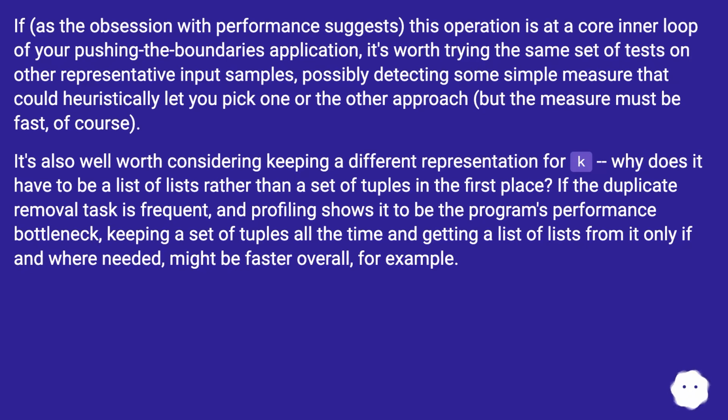If, as the obsession with performance suggests, this operation is at a core inner loop of your boundary-pushing application, it's worth trying the same set of tests on other representative input samples, possibly detecting some simple measure that could heuristically let you pick one or the other approach, but the measure must be fast, of course. It's also well worth considering keeping a different representation for K. Why does it have to be a list of lists rather than a set of tuples in the first place? If the duplicate removal task is frequent and profiling shows it to be the program's performance bottleneck, keeping a set of tuples all the time and getting a list of lists from it only if and where needed might be faster overall, for example.